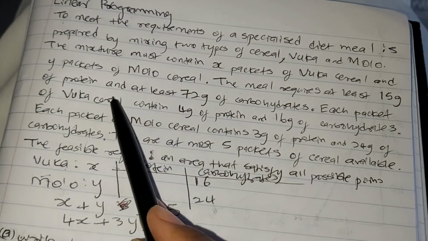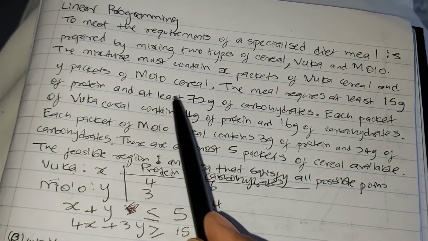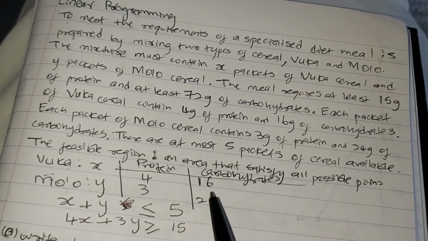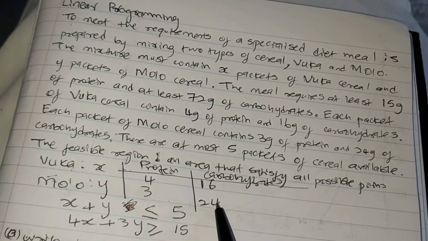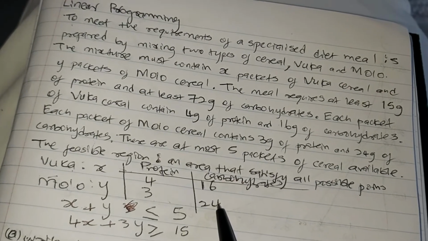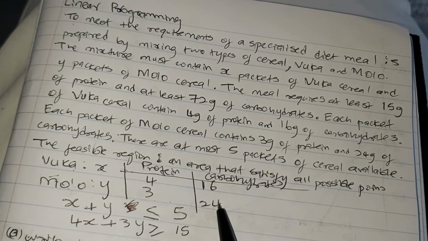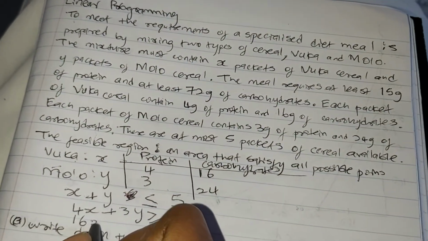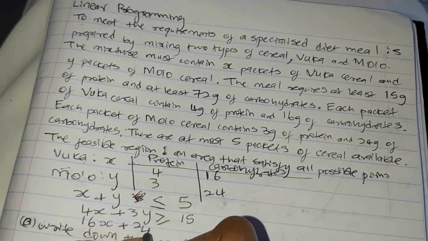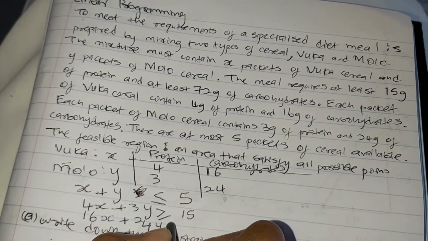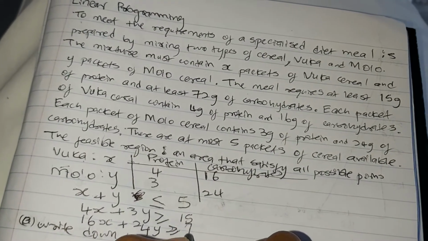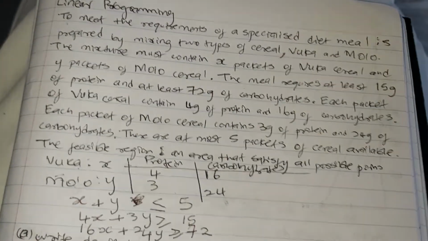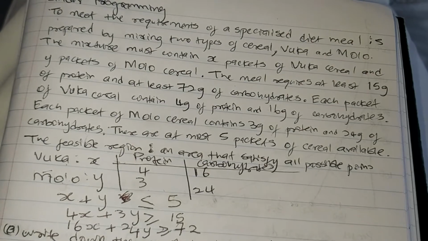And then the other statement was, and at least 72 grams of carbohydrates. So when you add the carbohydrate content of Vuga and Molo, it must be at least 72 grams. So we've got 16 Vuga plus 24 Molo must be greater than or equal to 72. So that's how you analyze the given data.